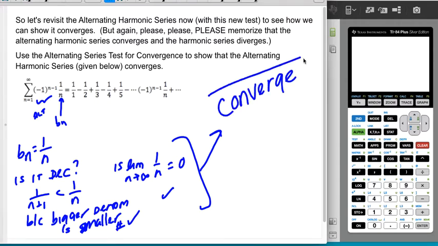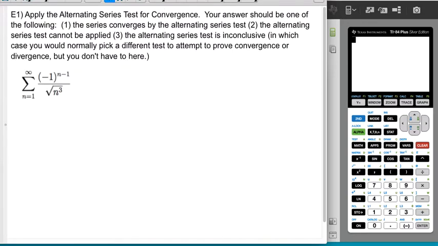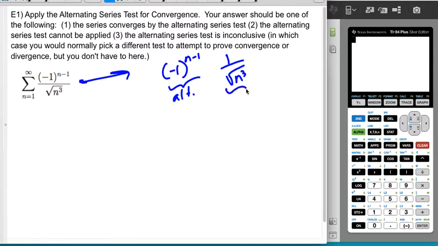That's all you need. You just need to show that the positive term, the b sub n, the thing that's not alternating, is decreasing and approaching 0. If those two things are true, you can say that something has to converge. So go ahead and apply the alternating series test again. In this case, if we were to clean this up, this is a (-1)^(n-1). This is the part that's alternating, and 1 over the square root of n cubed is my b sub n. That's the positive part of this thing.